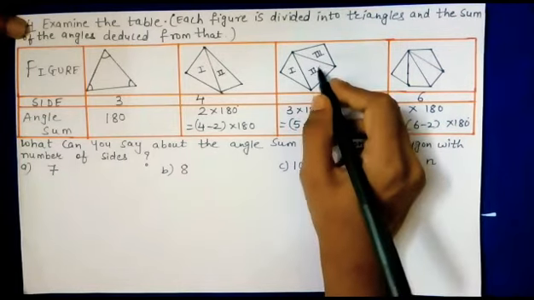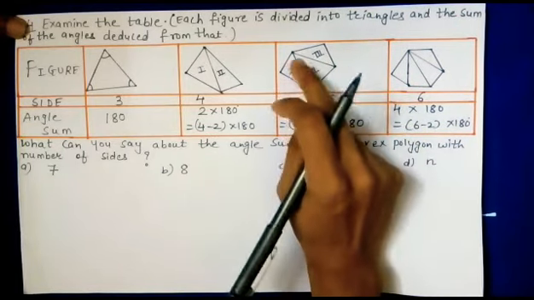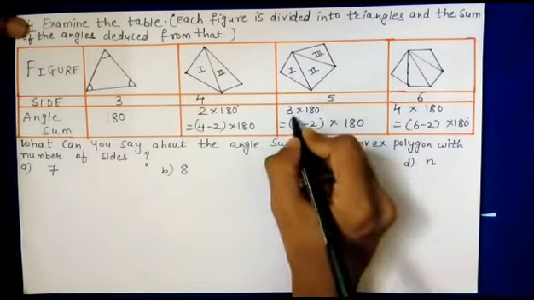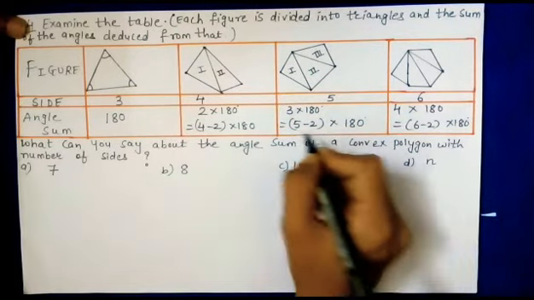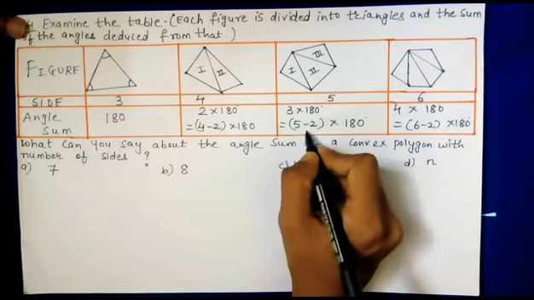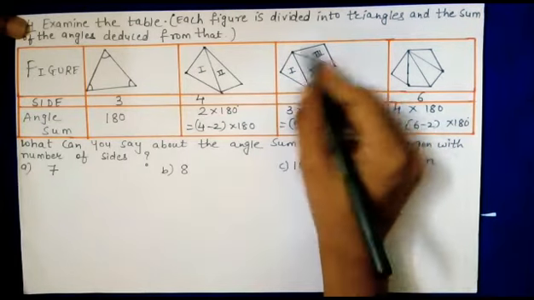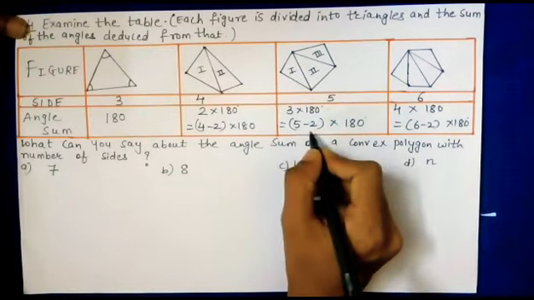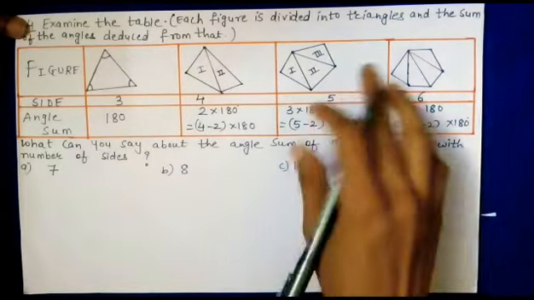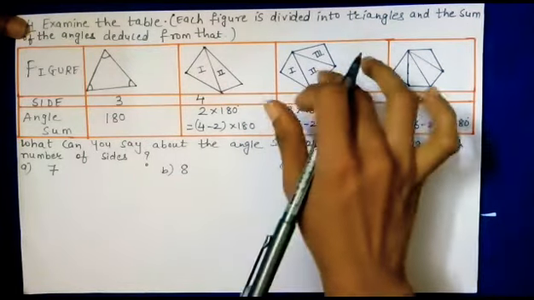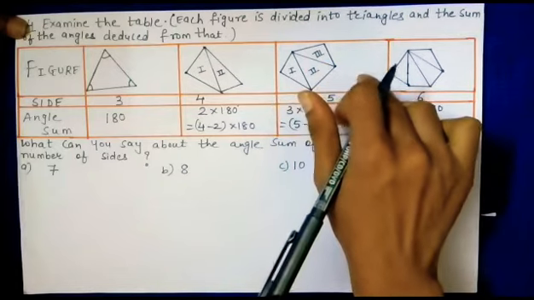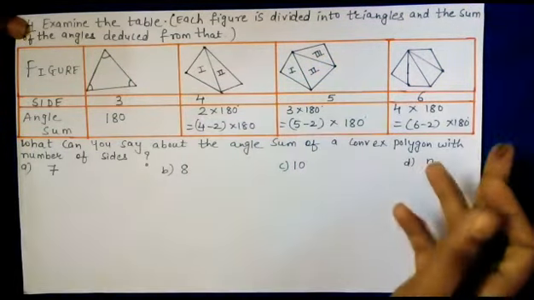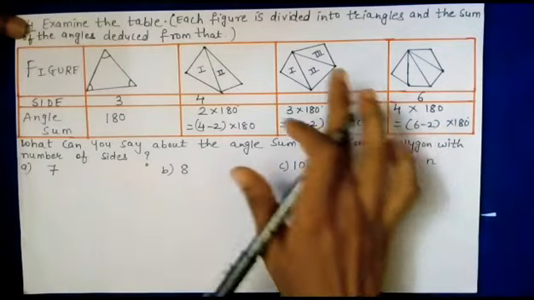because there are 3 triangles and for one triangle the angle sum is 180. So there are 3 triangles. So 3 into 180. Or another way is number of sides minus 2 into 180. How many sides are there in this figure? 5 sides are there. So we have to do 5 minus 2 into 180. Whatever number of sides are given, from that you have to do minus 2 and then multiply by 180 and you will get the total angle sum of this figure.